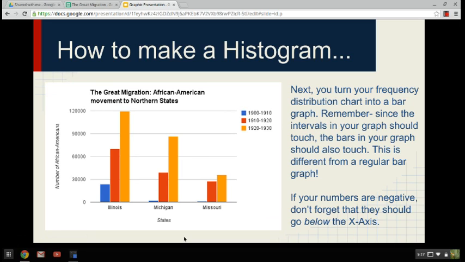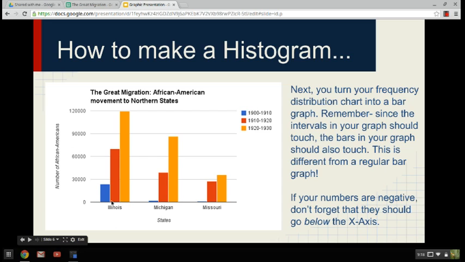The next part for our histogram is to turn our frequency distribution chart into a bar graph. Remember, since the intervals in our graph are consecutive, they need to touch. So if we look at Illinois, these touch right up against each other. They shouldn't be spread out. This is different from a regular bar graph. And then also remember that if our numbers are negative, they go below the x-axis. And if they're positive, they go above the x-axis.